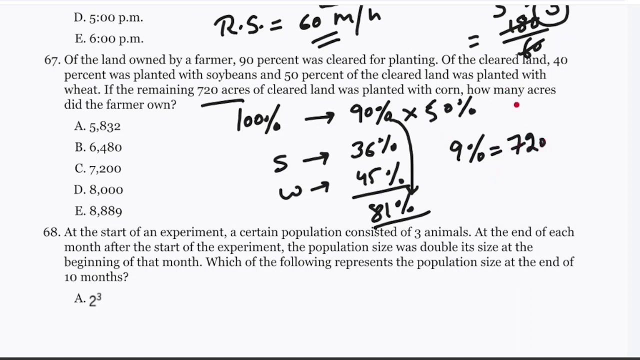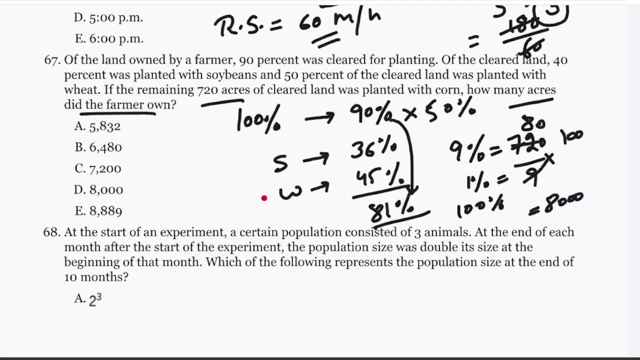So how many acres did the farmer own? 1% is equal to 720 by 9. 100% is equal to that into 100. 9 into 8 is 72. 80 into 100, that is 8,000. That is the answer. ठीक है?